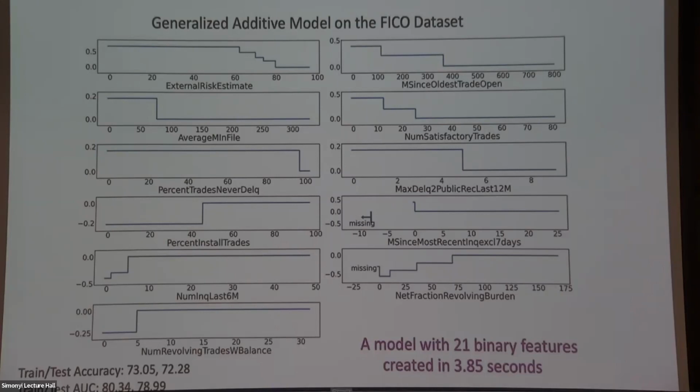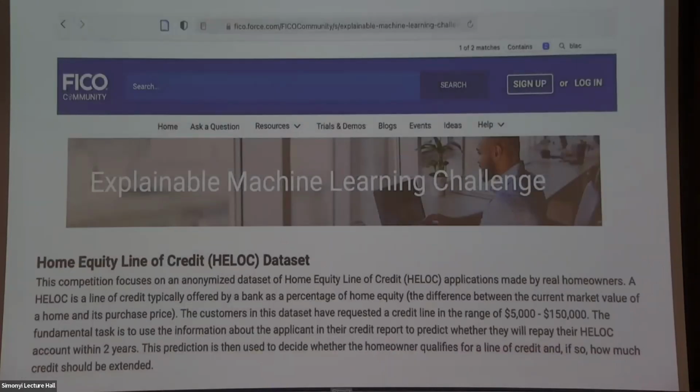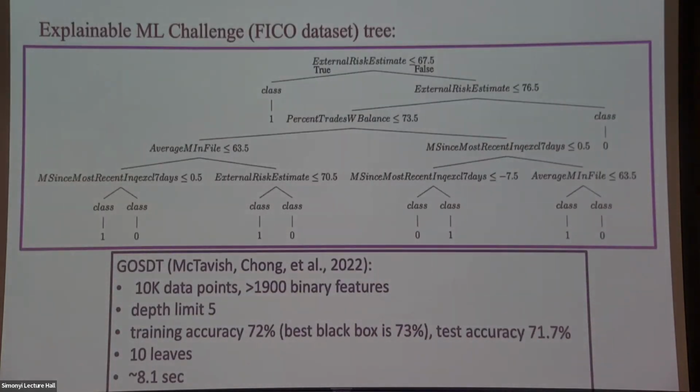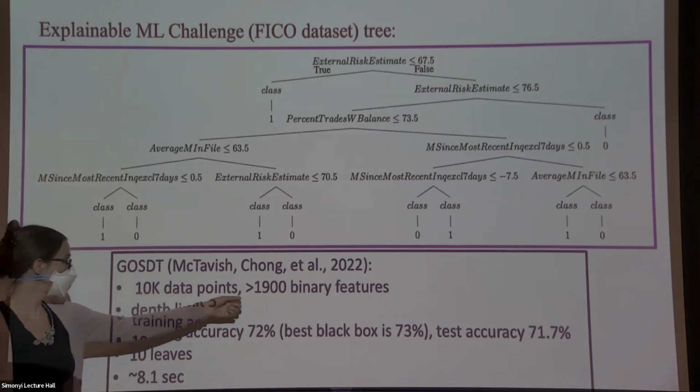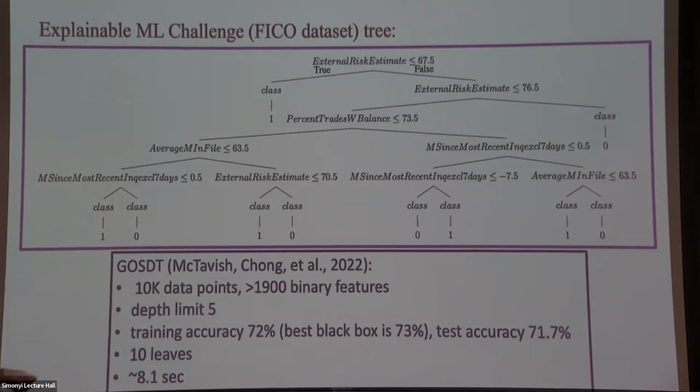Okay, so the last thing I really want to do is talk about the decision tree algorithm applied to the same data set. So now I want to construct a single decision tree that predicts well on this data set. And I'm going to use the GOSDT algorithm that I told you exactly how it worked. And I want to show you a tree that it produced on this data set. So again, the data set is 10,000 data points over 1900 binary features. Here we place a depth limit of 5 to keep our computation lower. And what we got was a tree with only 10 leaves.